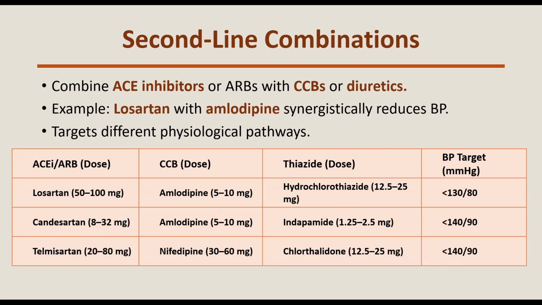Second-line treatment. When first-line therapies fail to achieve target blood pressure, combining an ACE inhibitor or angiotensin II receptor blocker (ARB) with a CCB or thiazide diuretic is recommended. For example, losartan 50 to 100 mg once daily, or candesartan 8 to 32 mg once daily, paired with amlodipine provides effective synergy in reducing blood pressure. Such combinations address different physiological pathways, enhancing treatment efficacy.